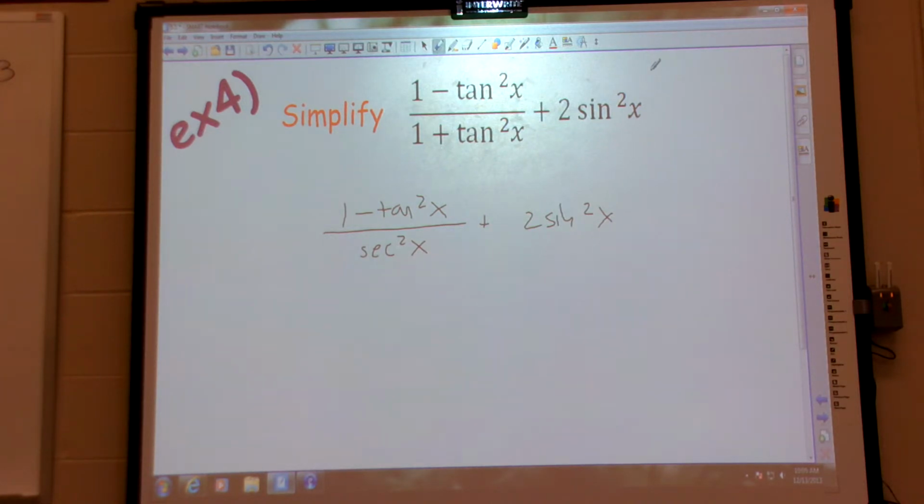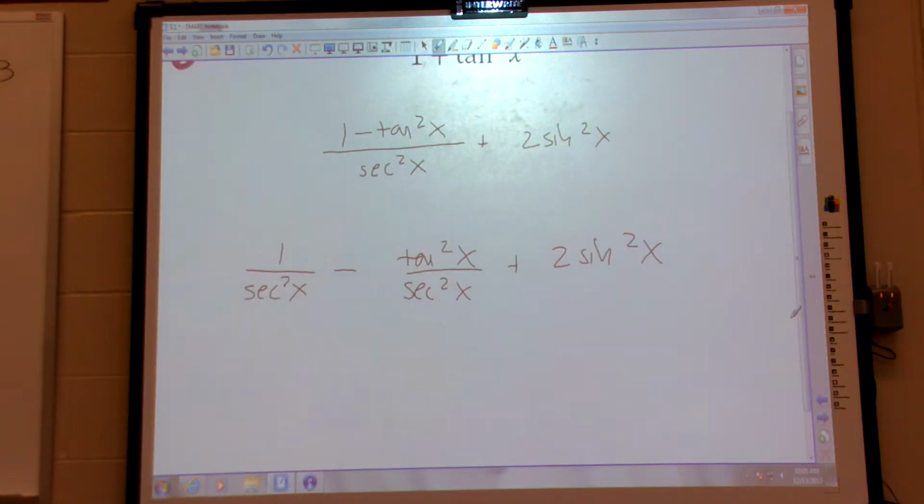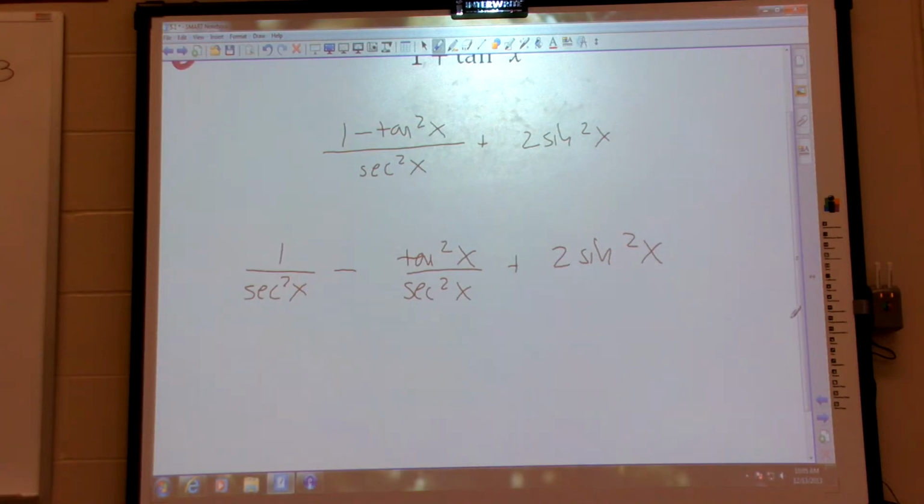Now we're going to do what Cole suggested. How about we divide each term now? Makes it nicer that there's one thing down there. So this is 1 over secant squared minus tangent squared over secant squared plus 2 sine squared. Now I will tell you that some people go common denominator, which is going to get you right back to where you were, which will happen. We will go in circles sometimes. But now how about we try what Blair suggested?